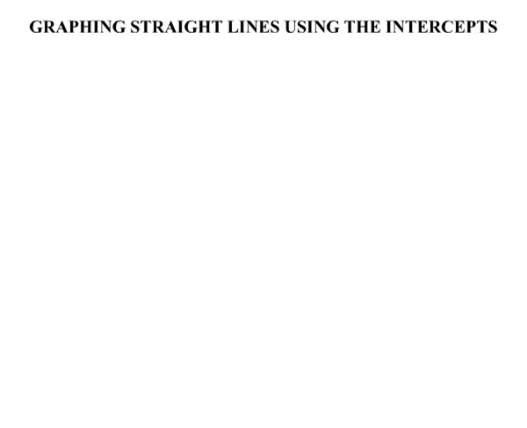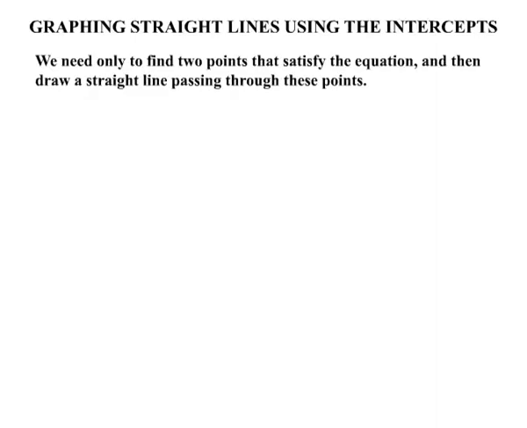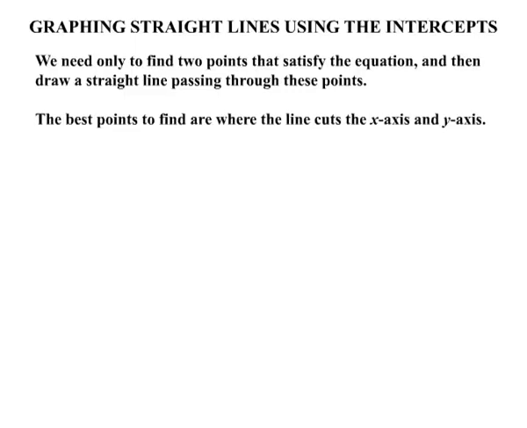Now in this lesson we look at graphing straight lines using the intercepts. We need only to find 2 points that satisfy the equation and then draw a straight line passing through these points. And the best points to find are where the line cuts the x-axis and the y-axis. To do this, we let x equals 0, and that will give us the y-intercept.